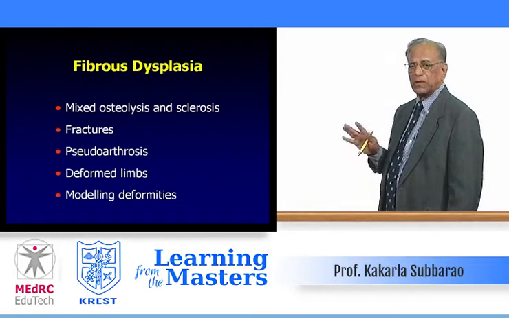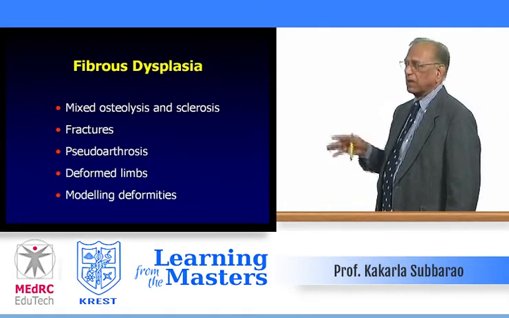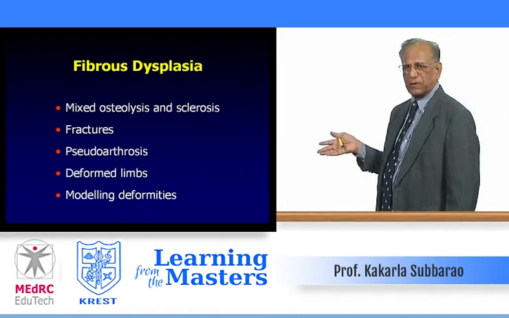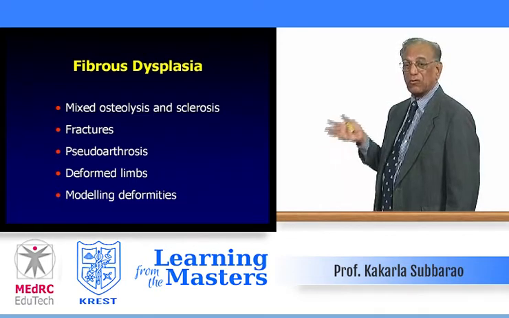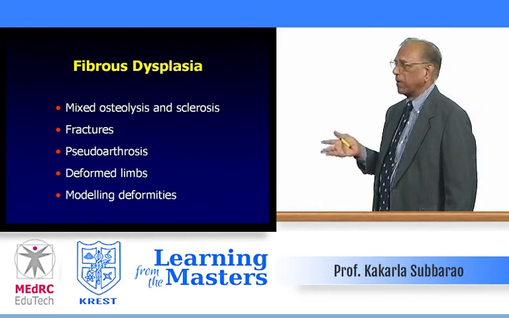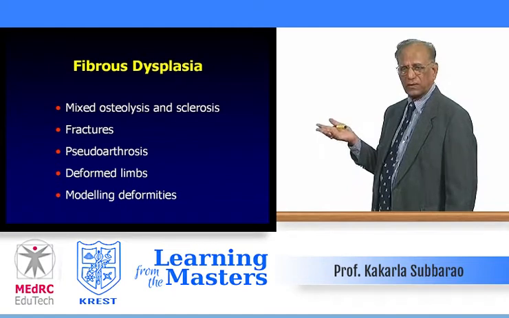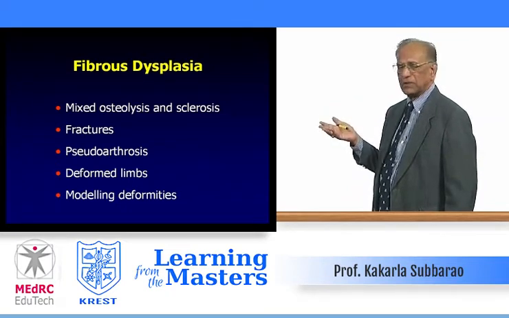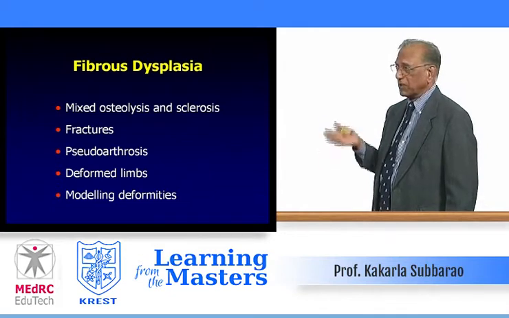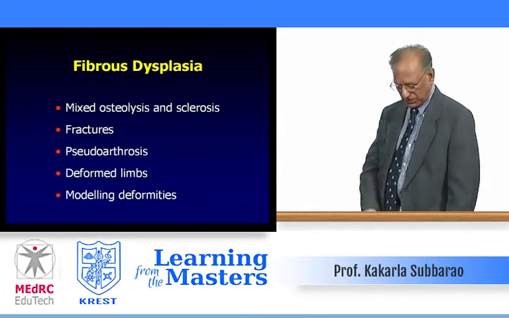Now we come to the entity called fibrous dysplasia. Of all these entities which we mentioned amongst dysplasias, fibrous dysplasia is the most common. And then what are the radiological findings? You can get mixed osteolysis and sclerosis, fractures, pseudoarthrosis, deformed limbs, and modeling deformities also.